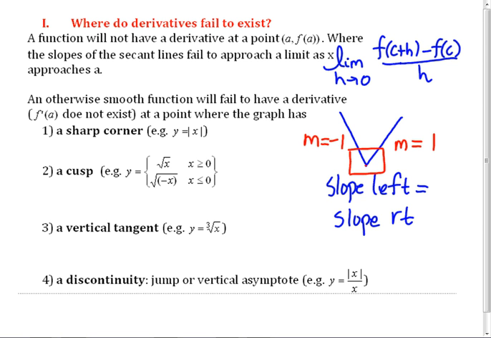That's the problem. A cusp is something that looks like this. This looks like a corner like that. I call it a sharp corner or cusp. On the exam, they won't care. You can say either one.